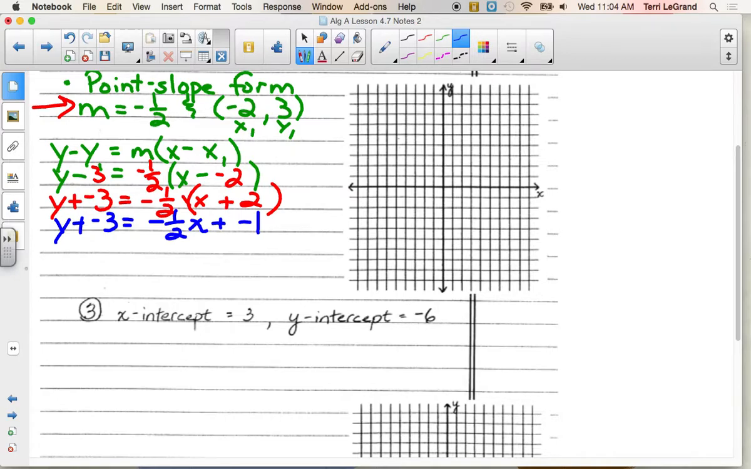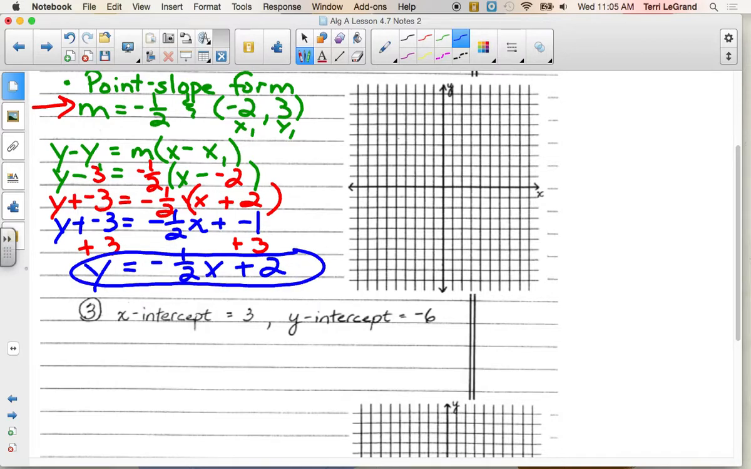Half of 2 is 1. Negative times a positive is a negative. So don't be afraid of those fractions. When you're done, you can check the equation. And then go ahead and graph the 2 points that they gave us and see if it matches with our equation.